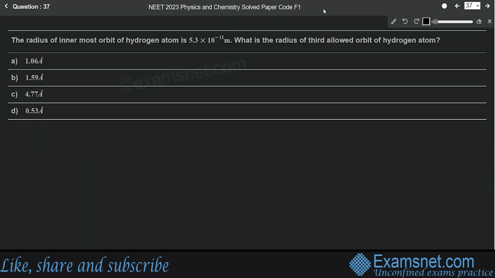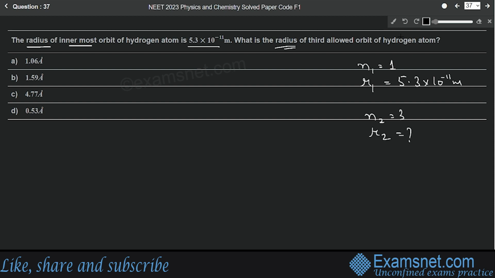Question number 37 is from the chapter Atoms, and the question is, the radius of innermost orbit of hydrogen atom is 5.3 into 10 to the power minus 11 meter. What is the radius of third allowed orbit of hydrogen atom? So innermost orbit means n1 equals 1, and the radius in this orbit, that is r1, is given as 5.3 into 10 to the power minus 11 meter. We have to find the radius in third allowed orbit.